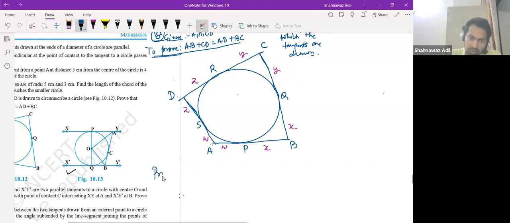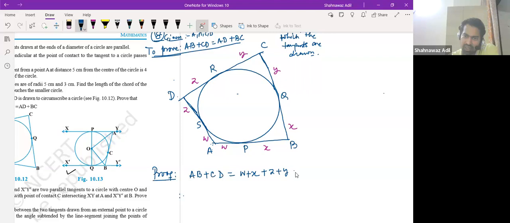So AB plus CD. This is how much? AB is how much? W plus X. And CD is how much? Z plus Y. So we can write this as X plus Y plus W plus Z, or Z plus W.